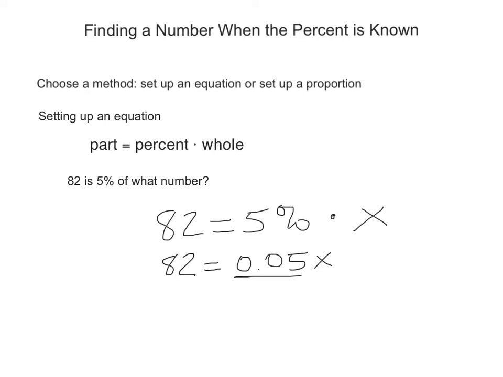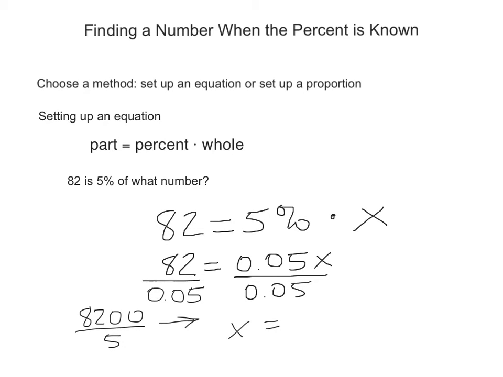We have to divide both sides by 0.05. And 82 divided by 0.05, we're going to multiply top and bottom, numerator and denominator, by 100 because we can't have a decimal as a divisor. So we're going to rewrite this as 8200 divided by 5. And x equals 1,640.